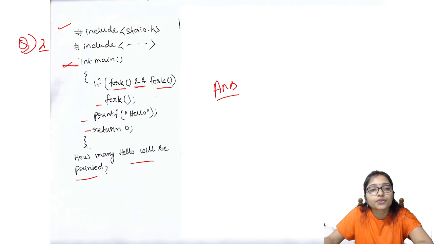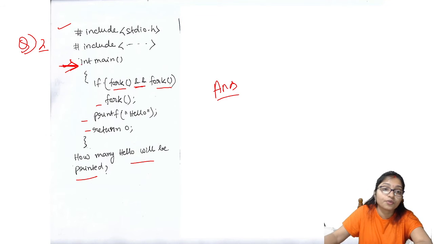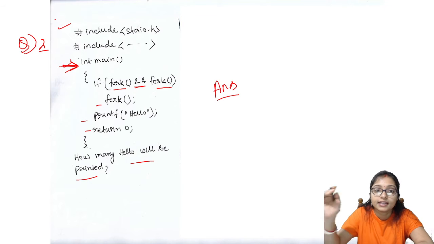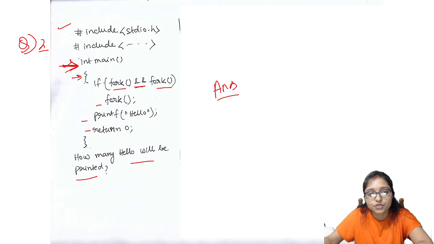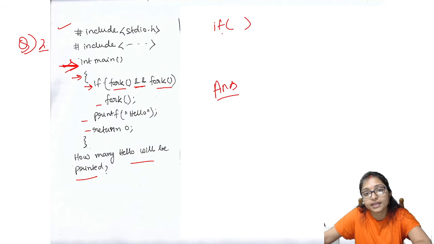So definitely program counter will start from here. Yes, program counter is starting from here. Now, next part is this one. Now it is coming to the if condition. And very carefully remember that whenever there is any if condition and there is no bracket, by default, the next line is under the if condition.